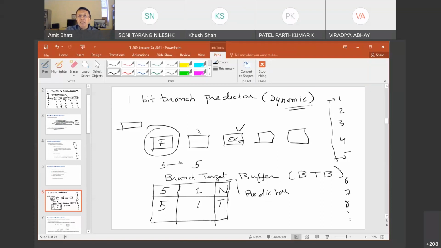A dynamic predictor means a predictor which would learn. So it would learn that, okay, last time it was not taken, but my prediction was wrong, and actually it was taken. So next time I would put it as taken. So for the next 100 times, or a large number of times, whenever 5 comes, because last time it was taken, this time also you say take it. So then you will go to 1. It has learned from the previous case. That means you will always go back to taken, taken, taken. And when you come out, you will say not taken. Is this clear to you?